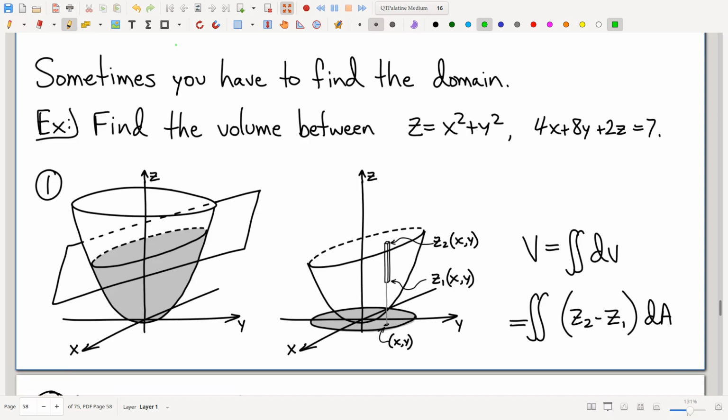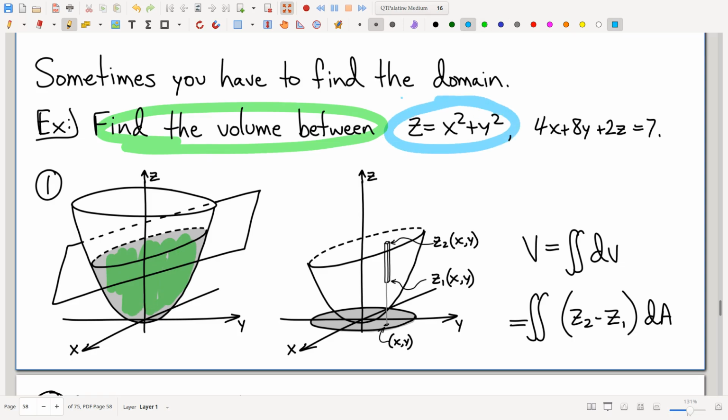Okay, here's a weird one. Sometimes the domain isn't even given. Sometimes you got to figure out the domain for yourself. So here you go. The question says, let's compute the volume that's in between two surfaces, and so in particular in between that paraboloid and this plane.